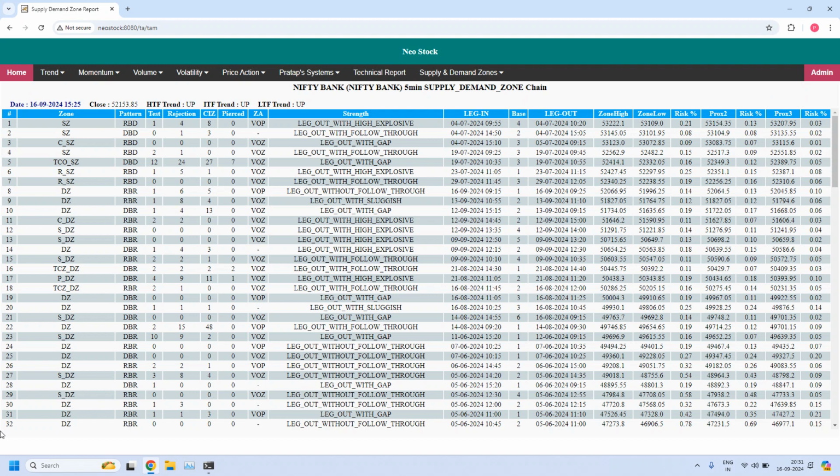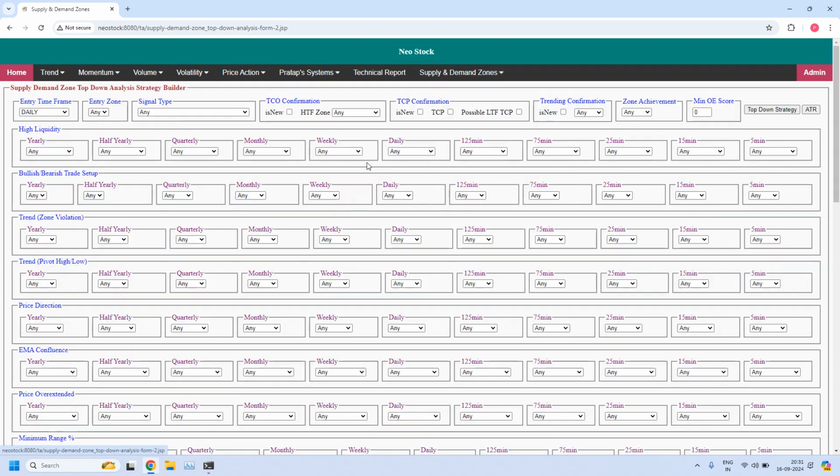So with this we have completed BANKNIFTY supply demand zone chain. So this is about both NIFTY and BANKNIFTY. And the next set of reports we are going to generate bullish and bearish trade setups for monthly income trade, weekly income trade, daily income trade and hourly income trade. So let's start with monthly income trade, bullish trade setup.